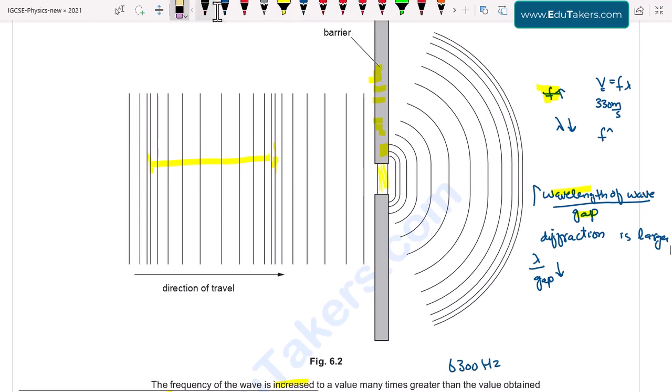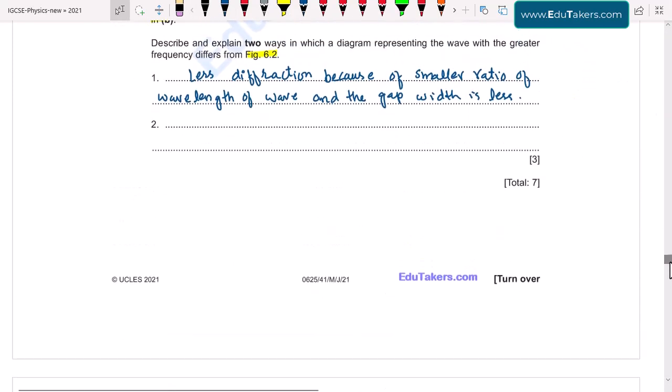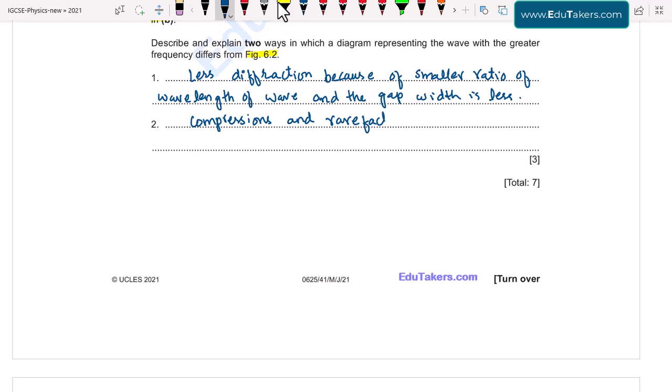So, I write here: compressions and rarefactions will be closer as wavelength reduces.